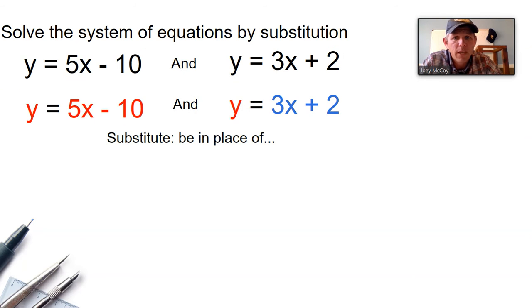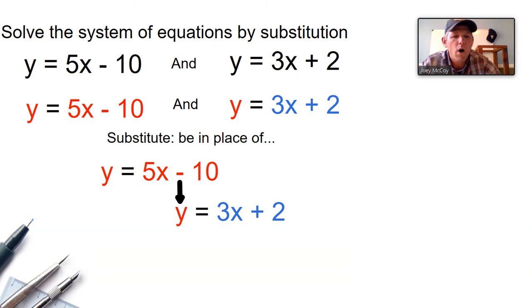Now, substitution is fairly abstract, and so I want to go ahead and color code this. You don't need to color code this, but I'm going to so that you can see how this is working. I want you to notice I color coded y equals 5x minus 10 in red. And I made this other y also red, because we are going to put 5x minus 10 in place of y. You can see how I drew that arrow there.